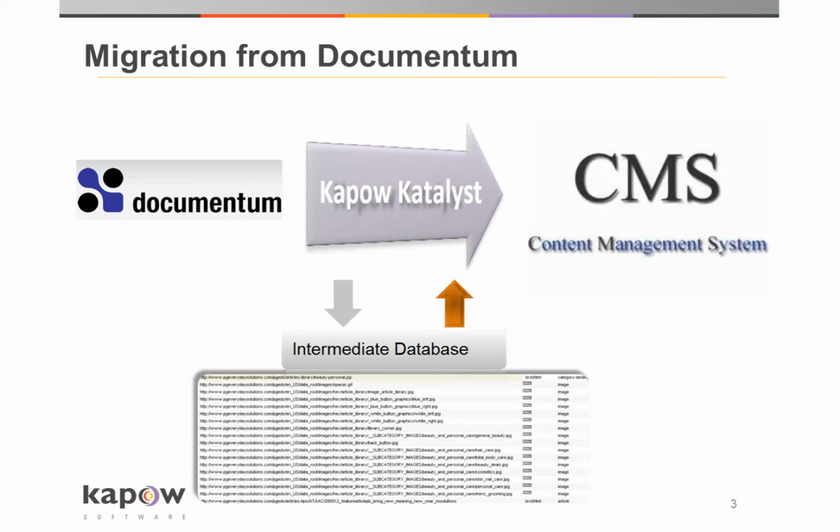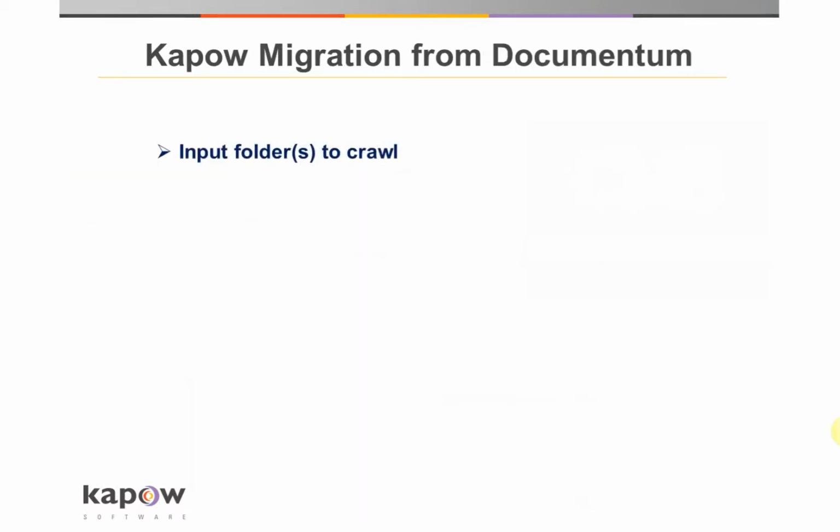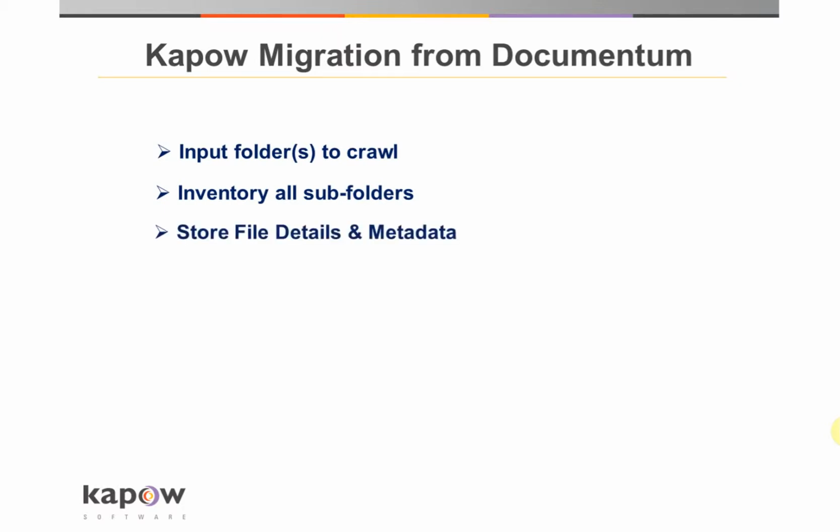This process is divided into 5 tasks, each completed by a separate Kapow robot. The first robot will take the input folders to be crawled from an Excel spreadsheet file. The next robot creates an inventory of all the subfolders that belong to those folders to be crawled. The next robot will create an inventory of all the file names and metadata and store them to the intermediate database. Next, the files are saved to the local hard drive. From here, the files and metadata are loaded into the target CMS.